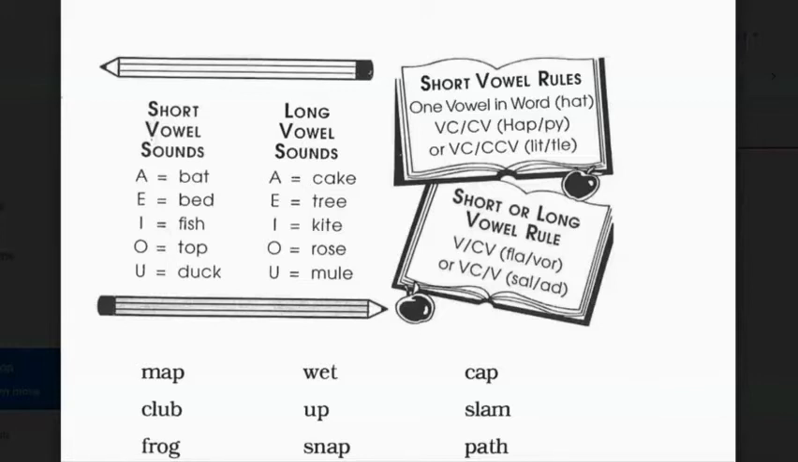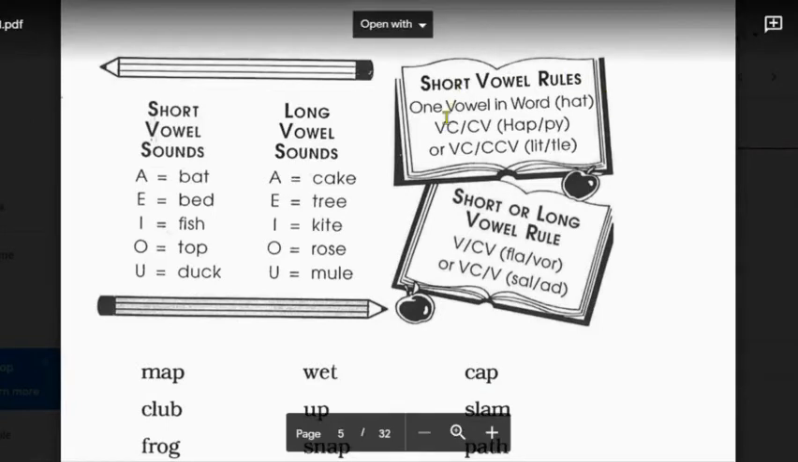And so there are some helps on every page, like it has the short vowel sounds and the long vowel sounds. So if you forget what short A has, you look up and see, oh, it's like in bat. Or short E like in bed. Short I like in fish. Short O like in top. And short U is like in duck. So if you forget those short vowel sounds, just look up at the top of the page to help memorize what they are. And over on this side are the 3 phonics strategies we're going to learn this year. And one of them that we're on right now is one vowel in the word is short. It has a short sound.